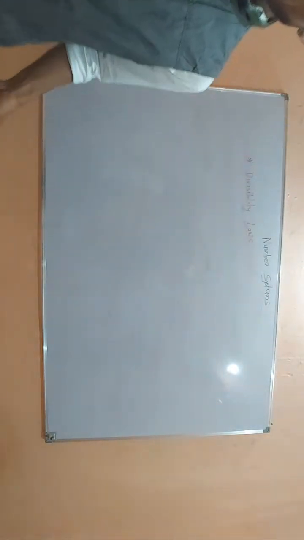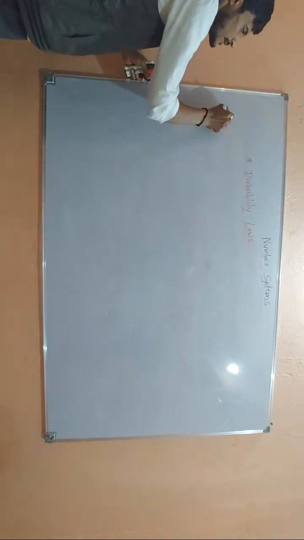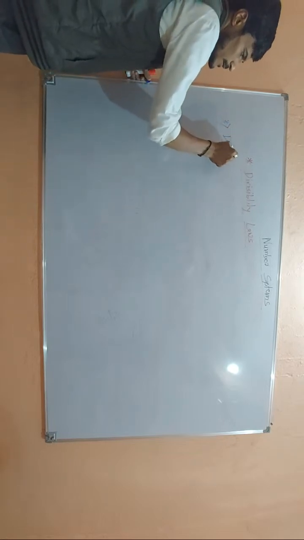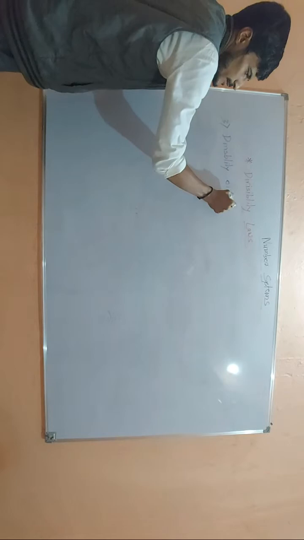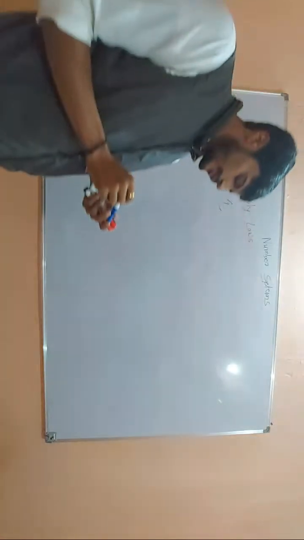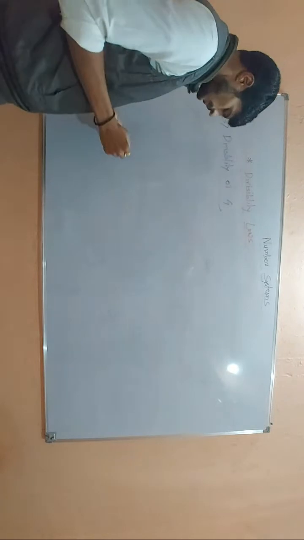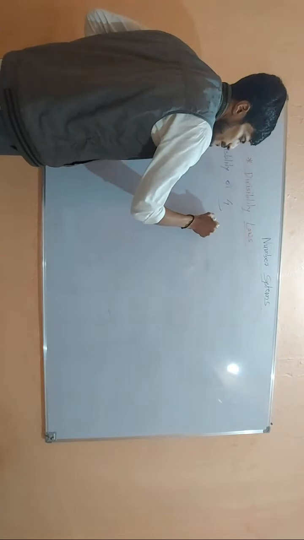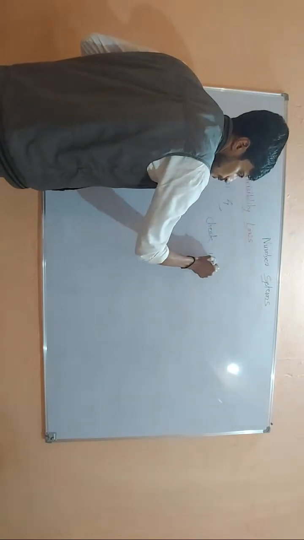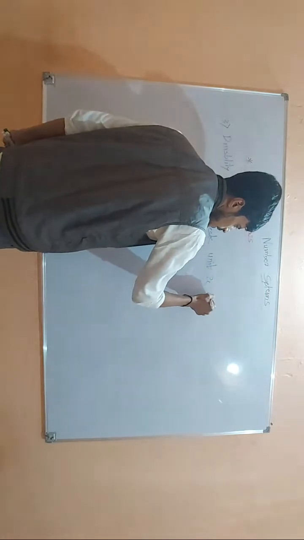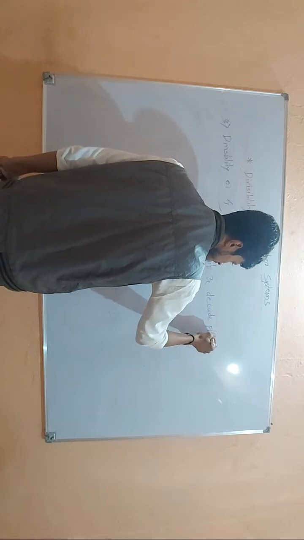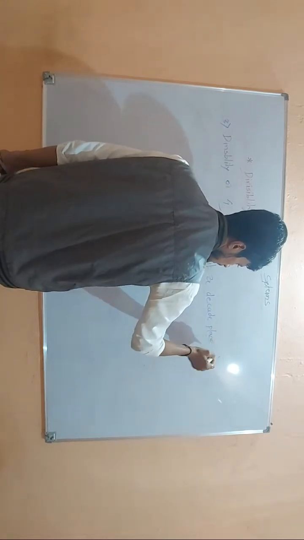Then the next one, the third one, sorry, divisibility of 4. So what is the divisibility of 4? Let us consider one number. What you have to do is check the unit and decade place of the number.